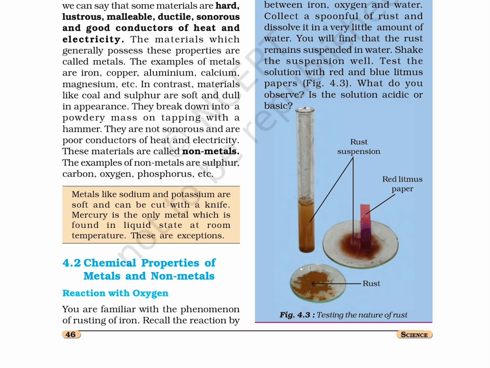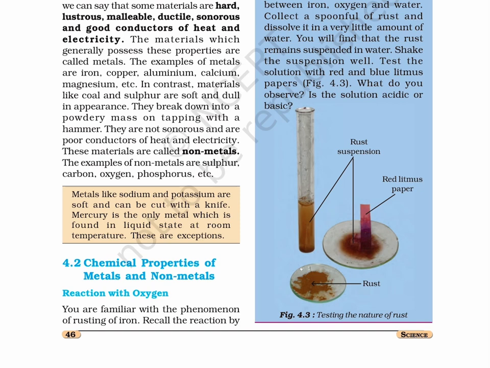In contrast, materials like coal and sulfur are soft and dull in appearance. They break down into a powdery mass on tapping with a hammer. They are not sonorous and are poor conductors of heat and electricity. These materials are called non-metals. The examples of non-metals are sulfur, carbon, oxygen, phosphorus, etc.